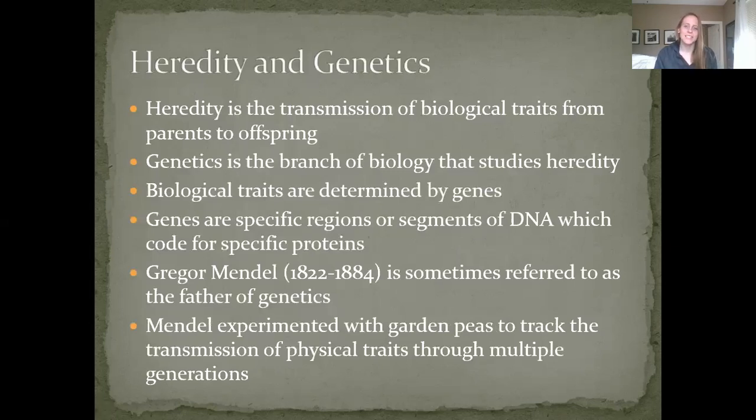So heredity is the transmission of biological traits from parents to offspring. So essentially how traits get passed between generations. Genetics is a branch of biology that studies how inheritance happens, and all biological traits are determined by genes. Again, genes are specific regions or segments of the DNA that code for specific proteins.